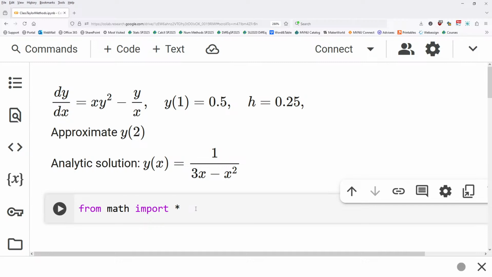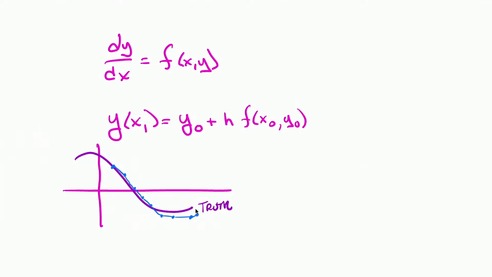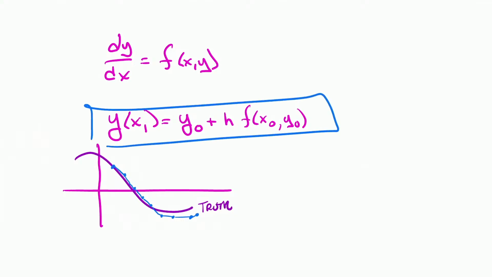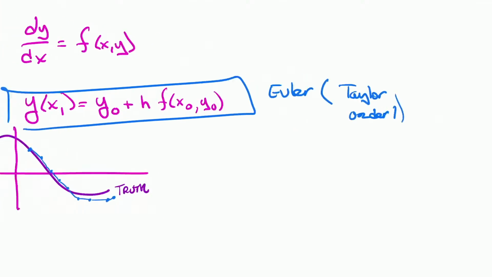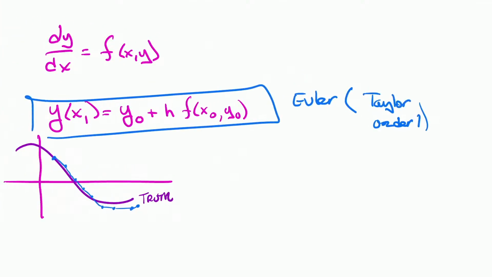So here's my goal, just so you know where I'm going with this. I want to do Euler's method, which is the one that I have written here. I know this is a little bit tedious to have me write all this stuff. This one is called Euler, and it's a Taylor method of order 1. So we'll get that one down super easy.